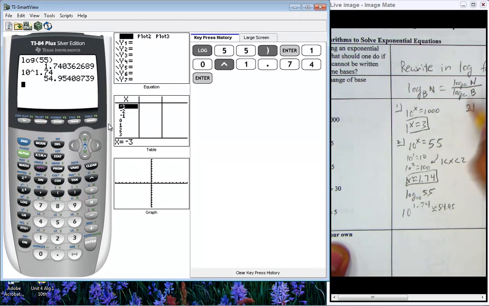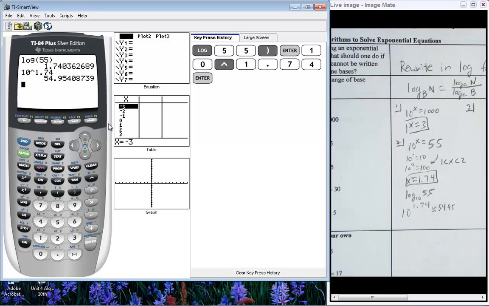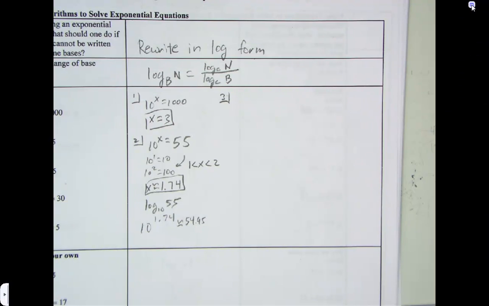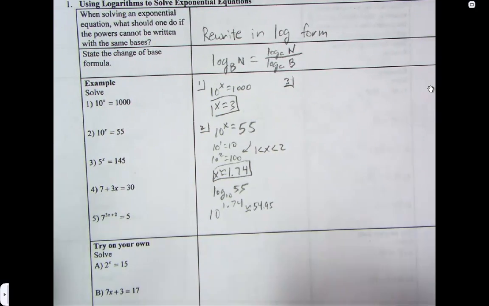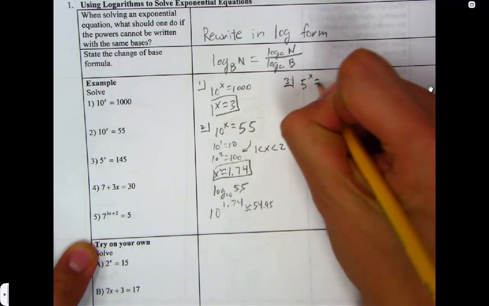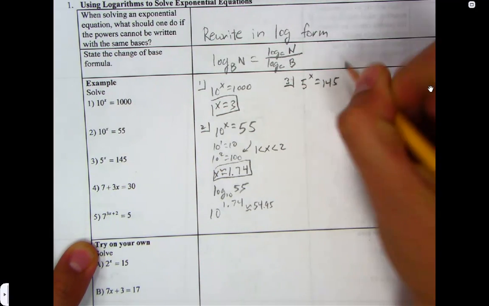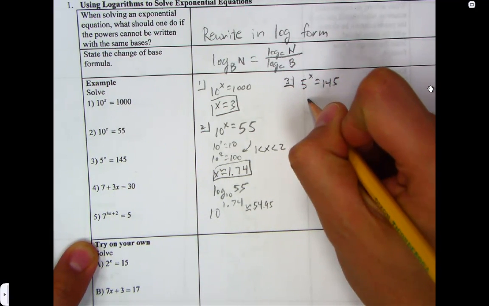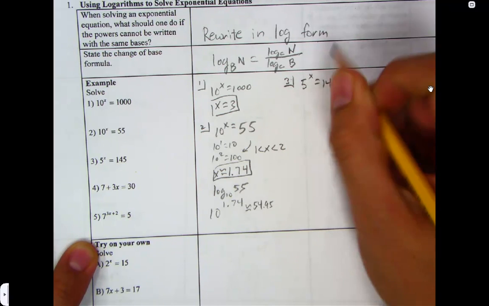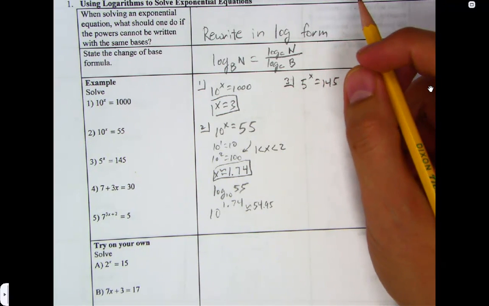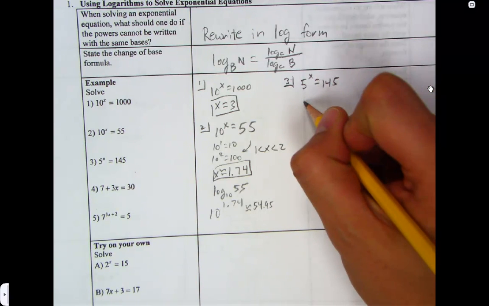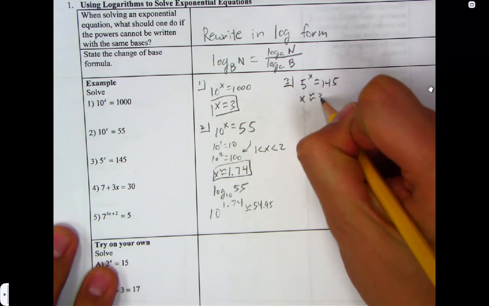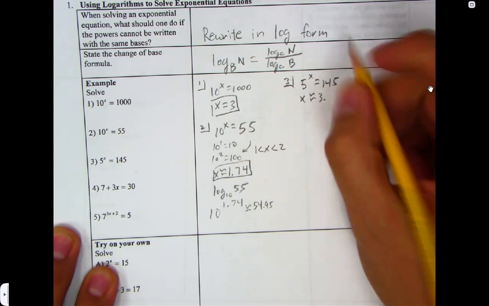Okay, example 3. 5 to the what power will give you 145? So 5 squared is 25, 5 cubed is 125, 5 to the 4th is 625. So I know my answer will probably be 3 point something, and closer to 3.